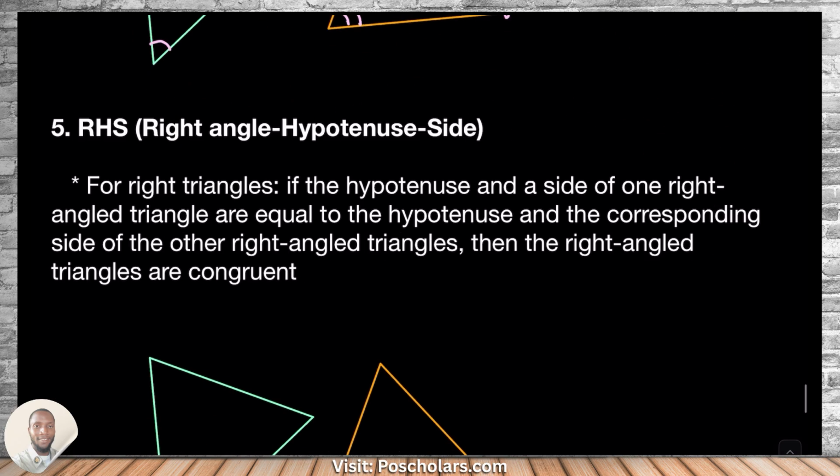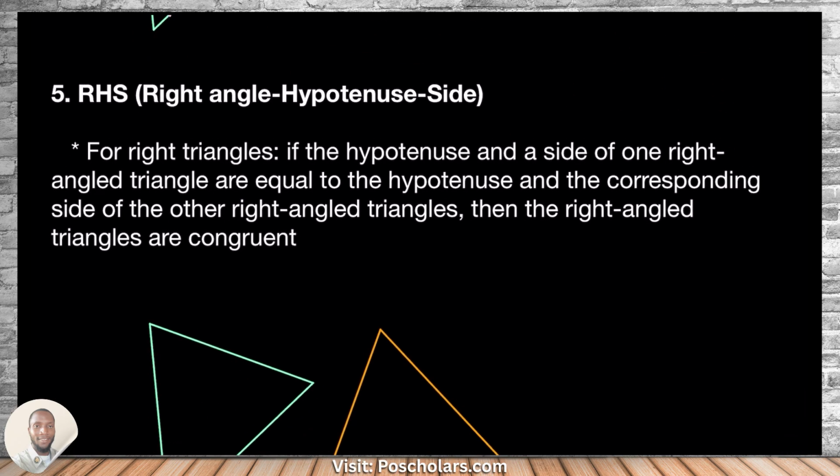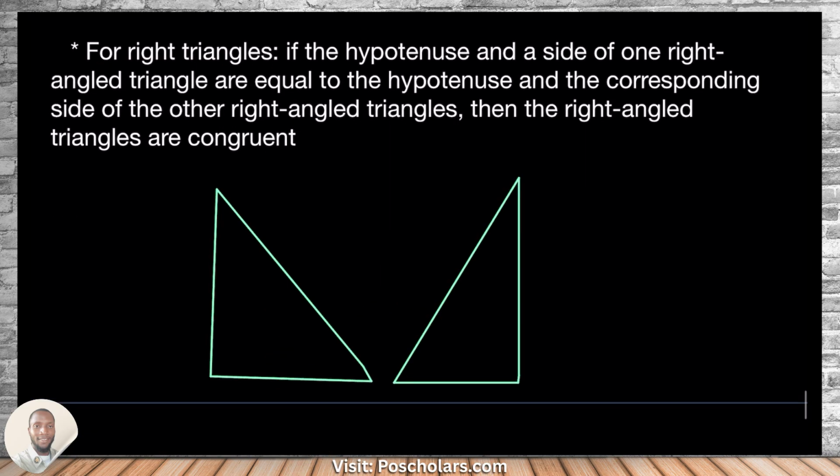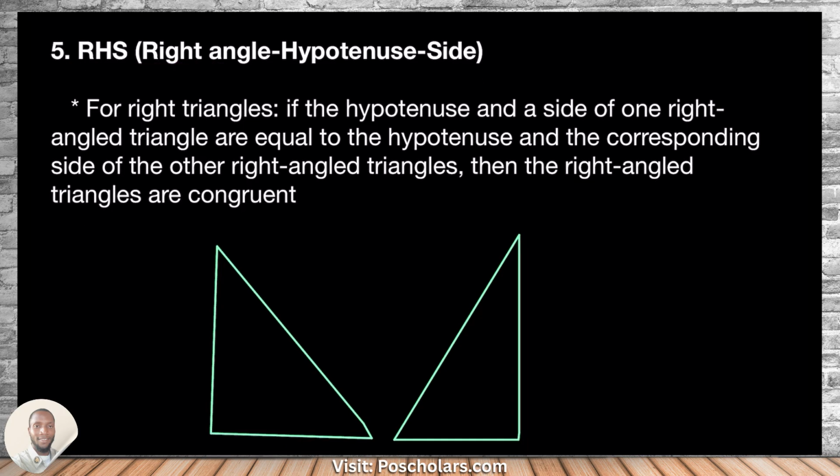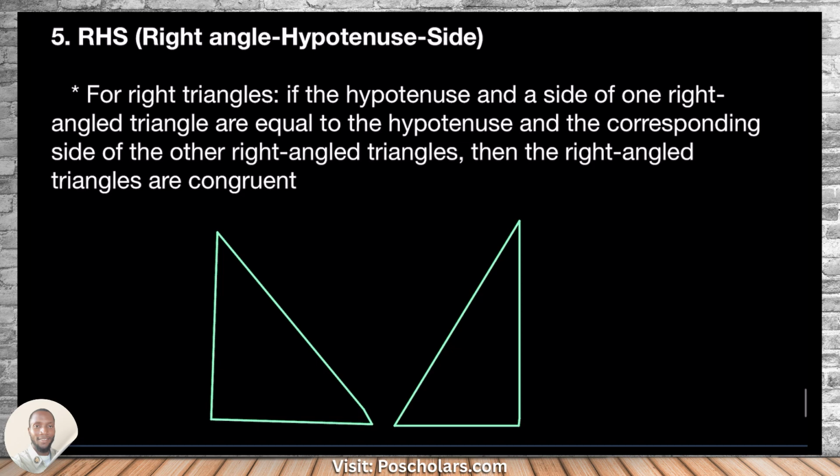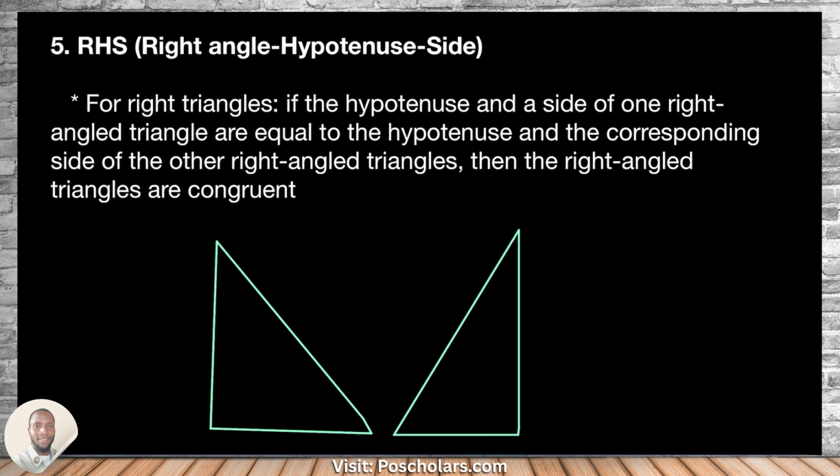And lastly, the last test for congruency is RHS, which says right angle hypotenuse side. What does it say? The RHS test says for right angle triangles, if the hypotenuse and a side of one right angled triangle are equal to the hypotenuse and the corresponding side of the other right angle triangle, then the right angle triangles are congruent. What does that mean? Now for a right angle triangle, one angle must be what? 90 degrees.